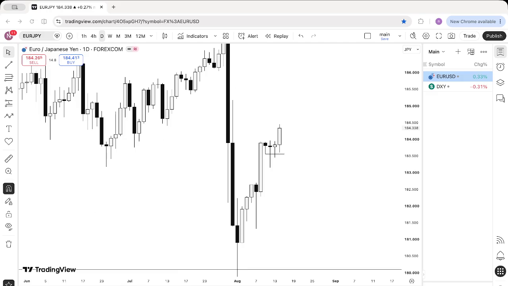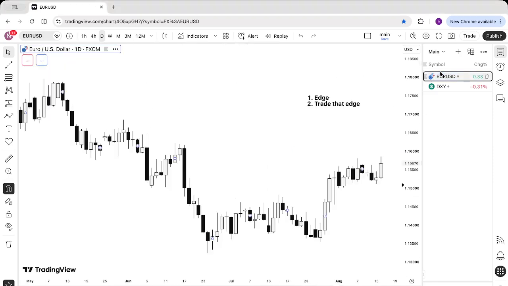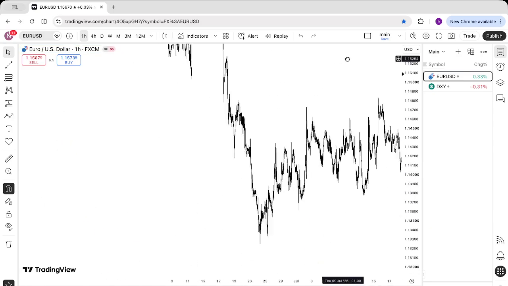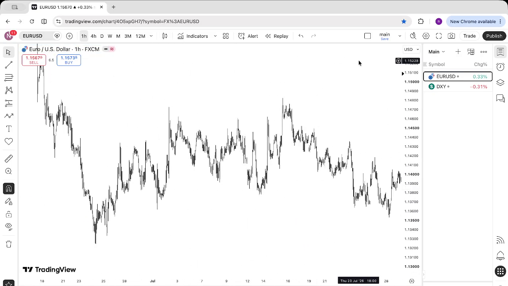I mean, look at this. How many market structure shifts do you see in here? How many of them failed? Exactly. That's why the high time frame is a requirement for me. It's not a confluence, it's a requirement.